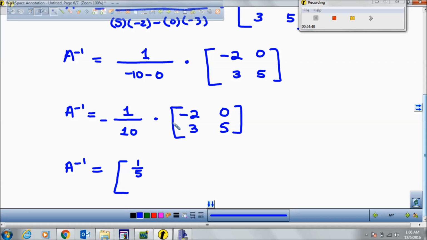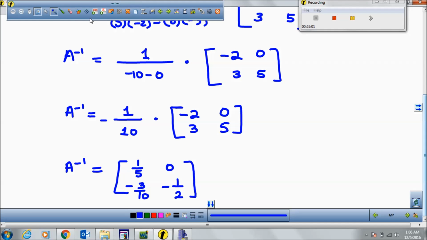You can do the multiplications in your calculator if you need to. Negative 1 over 10 times 0 is 0. Negative 1 over 10 times 3, negative 3 over 10. And negative 1 over 10 times 5 is going to be negative 5 over 10, which can be reduced to negative 1 over 2.